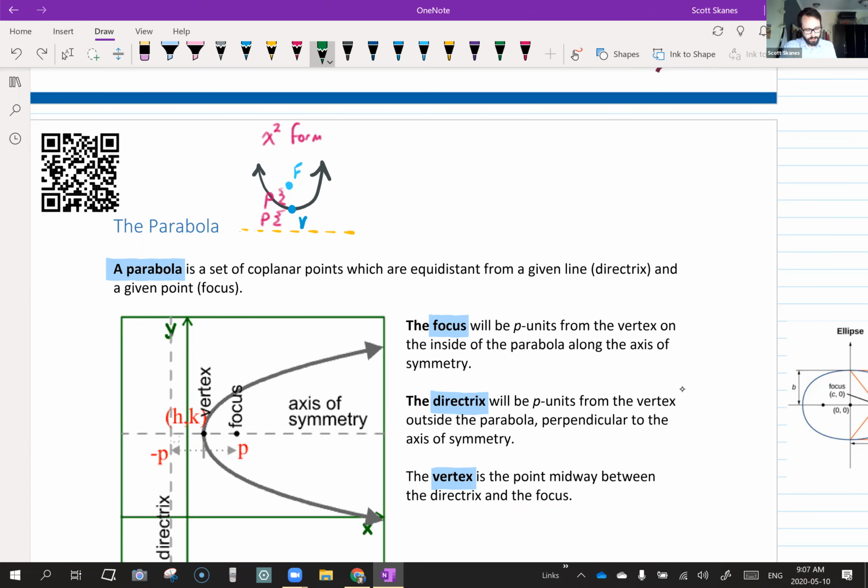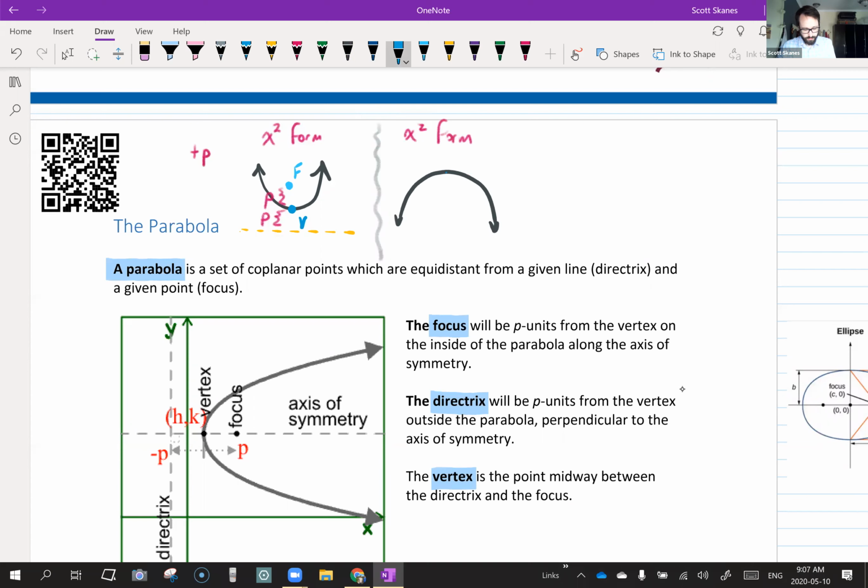And we see this as x squared form, but there are other types. There are other forms we could have. That's what we would call a positive x squared form. It has a positive p. Another type we could have is x squared form, but of course it could be upside down.